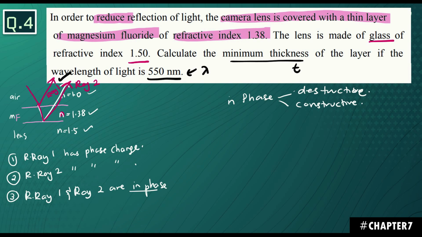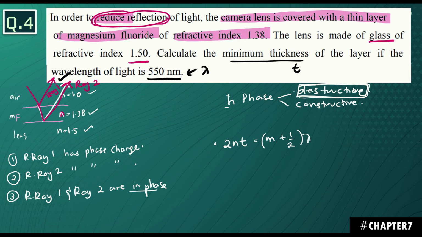In this case, it doesn't mention whether our case is constructive or destructive, but we have a word that has hidden meaning, that is reduced reflection. When it says reduced reflection, this is the case of destructive interference. So our equation that we're supposed to use is 2nt equal to (m plus half) lambda. In phase, destructive: (m plus half) lambda.